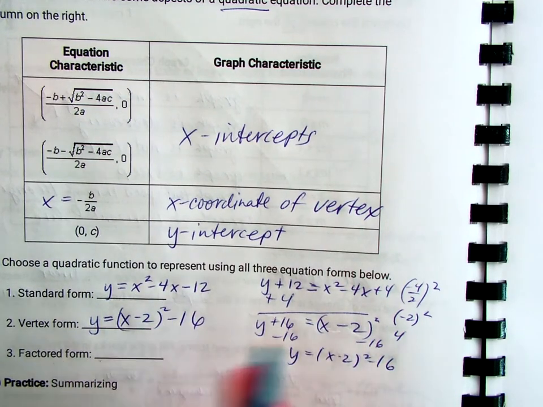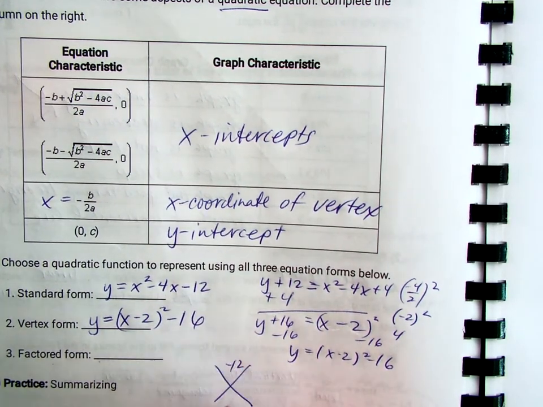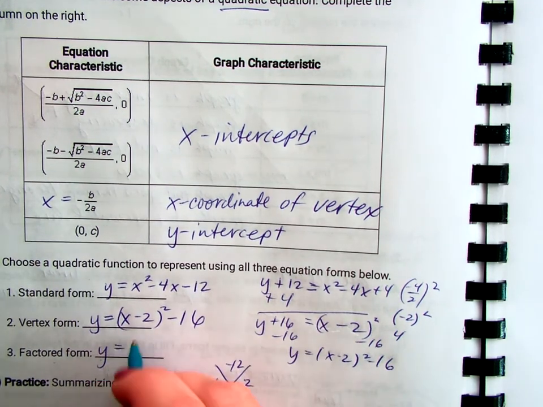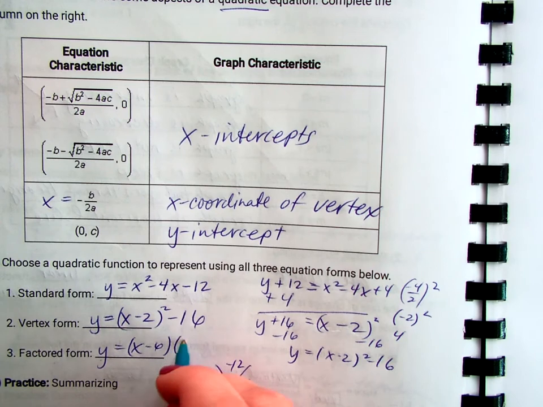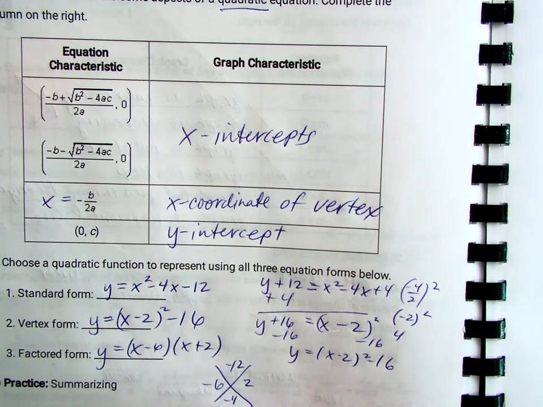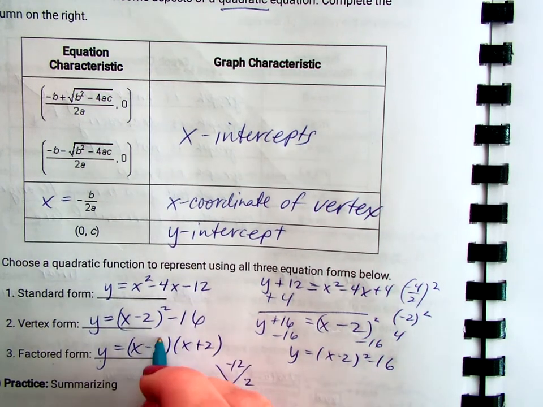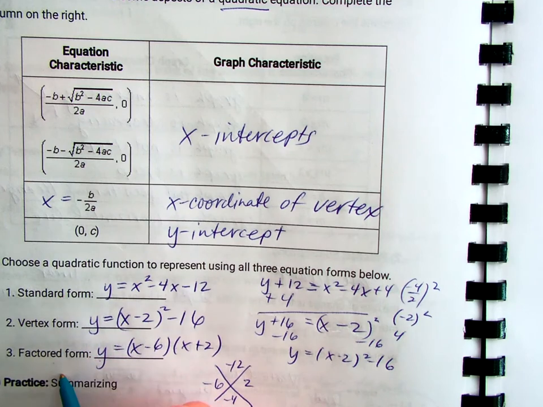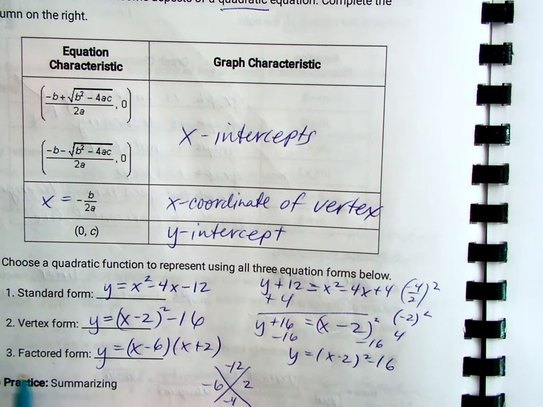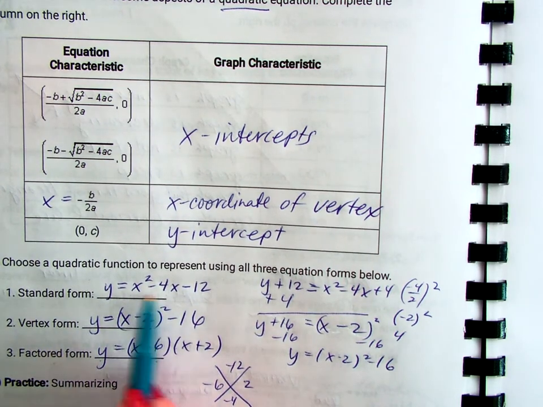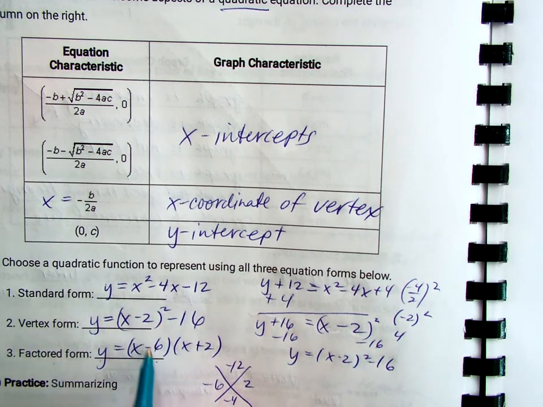And then what would be the factored form of that same one? You know how this could be 6 times 2, put the negative there. (x minus 6)(x plus 2) would be my factored form of the same one. All 3 of these are the same quadratic equation. It's just 3 different forms: a standard form, a vertex form, and a factored form. You should be able to move between all three of these.